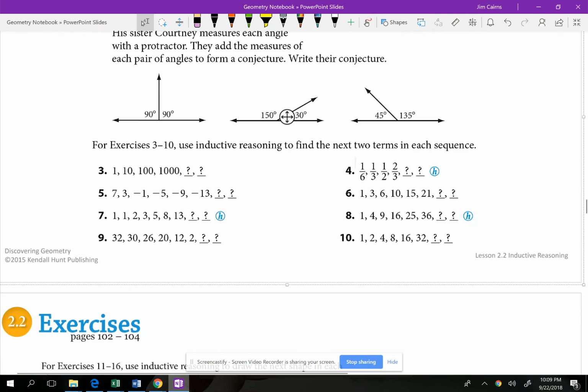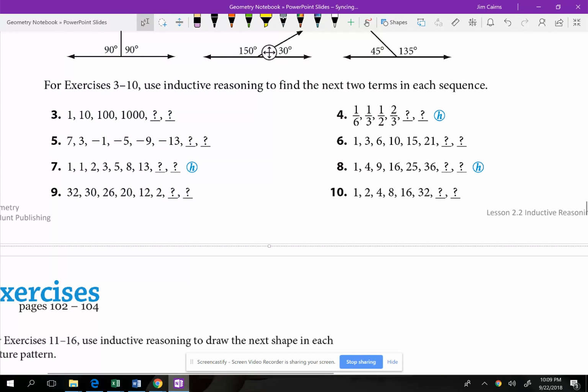Okay, number 3 through 6. Use inductive reasoning to find the next 2 terms in each sequence. 1, 10, 100, 1,000, 10,000, 100,000. Yep.